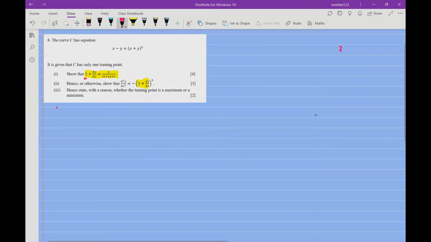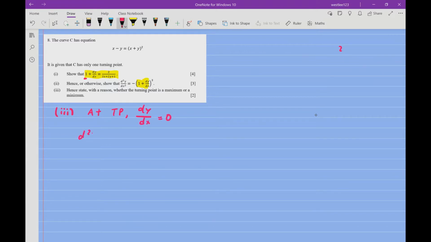Okay, let's go on to part 3. Hence, state with a reason whether the turning point is a maximum or minimum point. Now, at turning point, TP stands for turning point, our dy/dx equals 0.